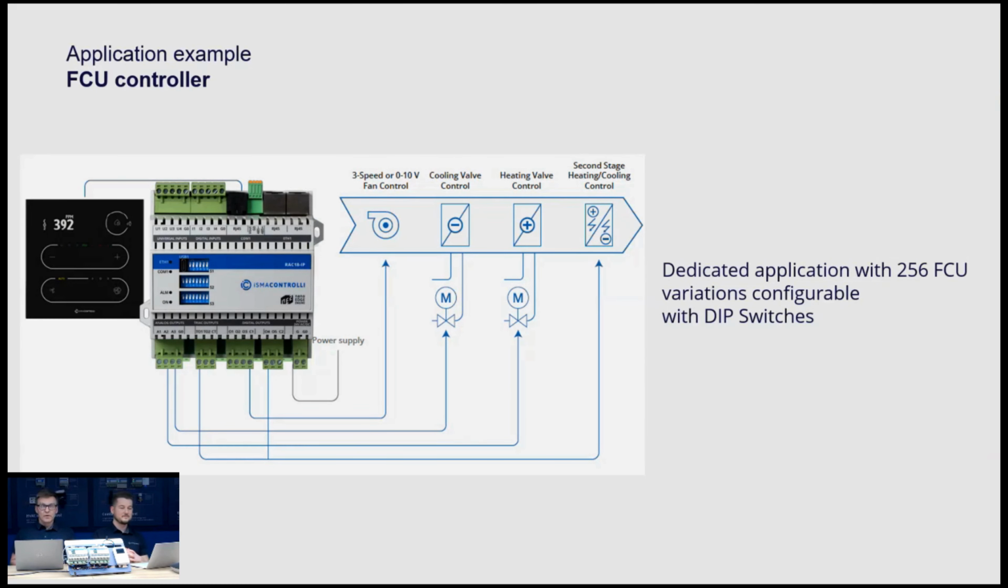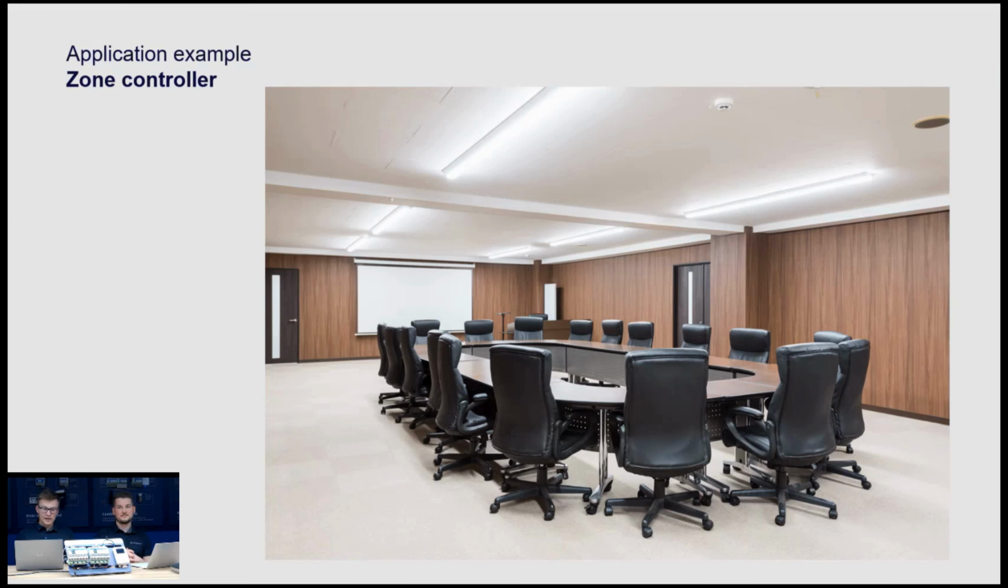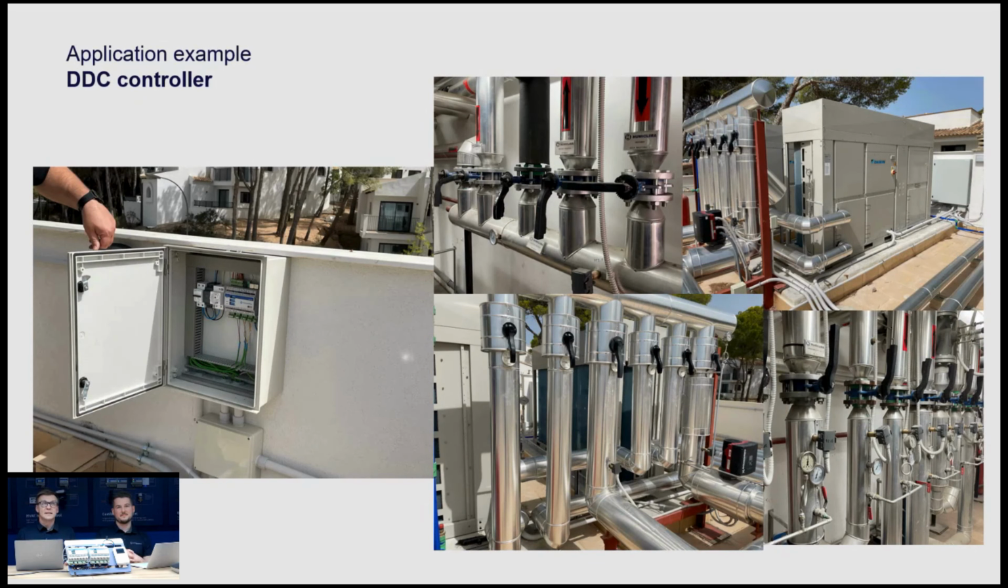So let's start with the first base application. It's a Funker unit controller with a built-in universal application for Funker unit control, up to 256 different types of Funker units, which can be configured using the DIP switches. The second most common use case of the RAC18-IP is zone control. And the last, but not least, is direct digital control, where the device is fully programmable and can be used as a PC controller.